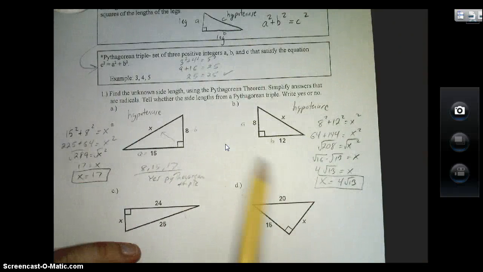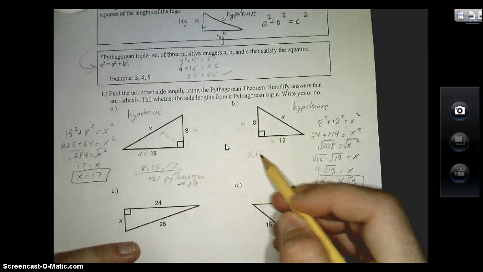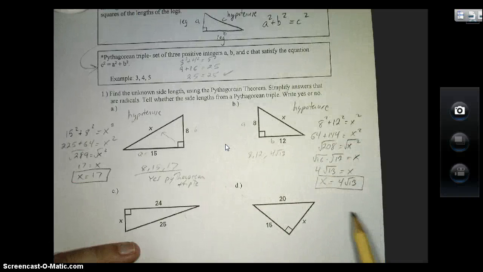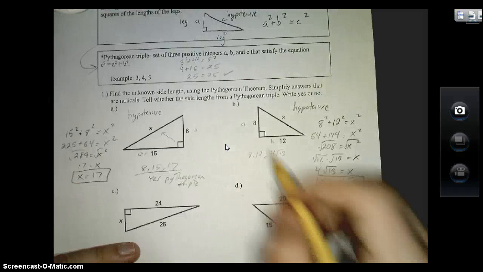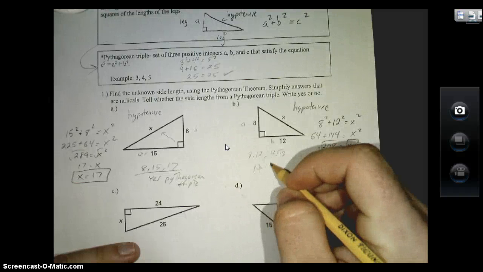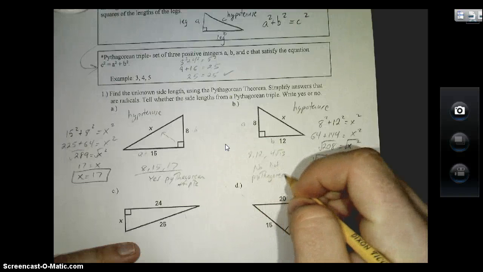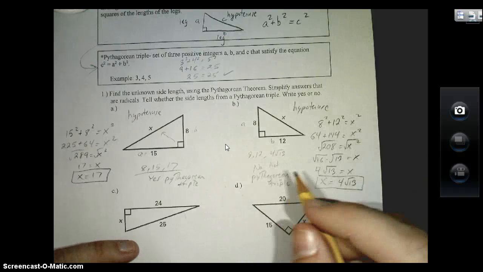Now, let's ask ourselves whether this is a Pythagorean triple. All right, here are our side lengths. We have 8, we have 12, we have 4 root 13. Do I have any radicals in there? Why, yes, I do. So this would not be a Pythagorean triple.